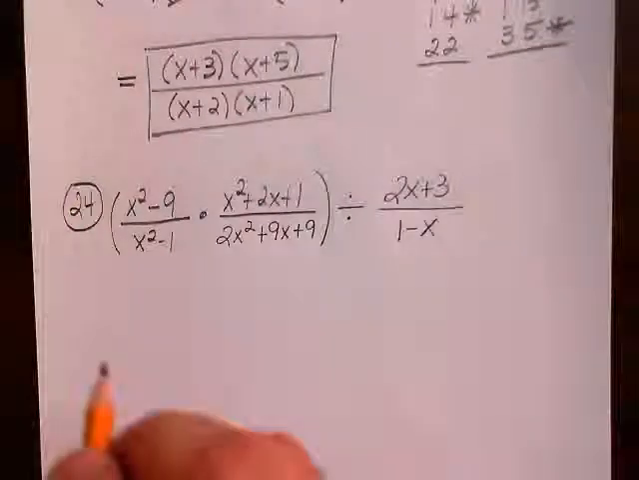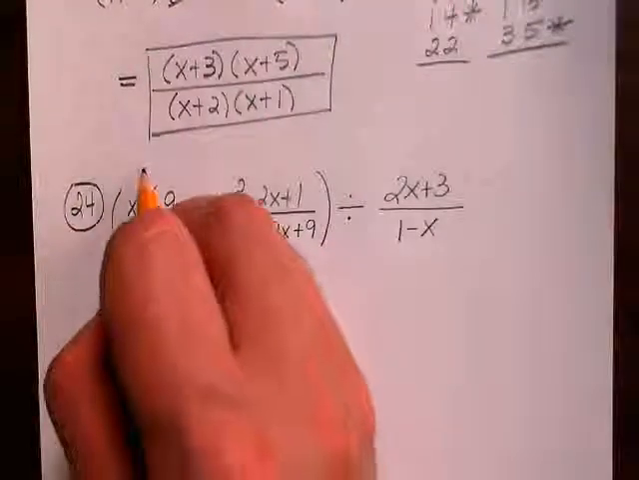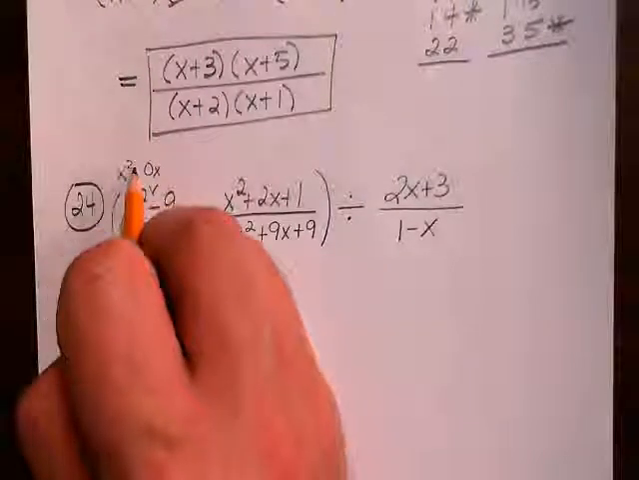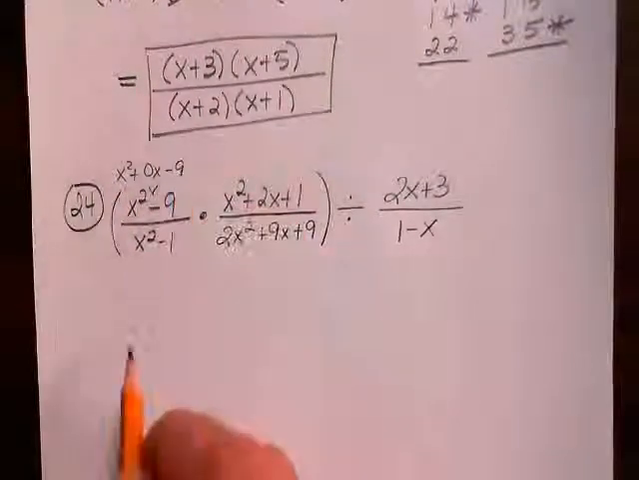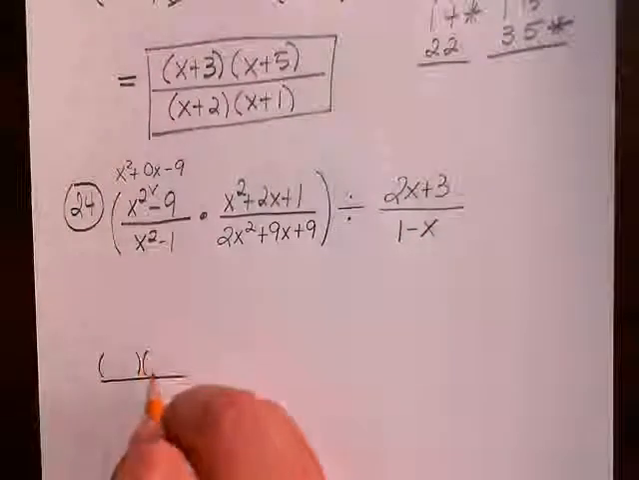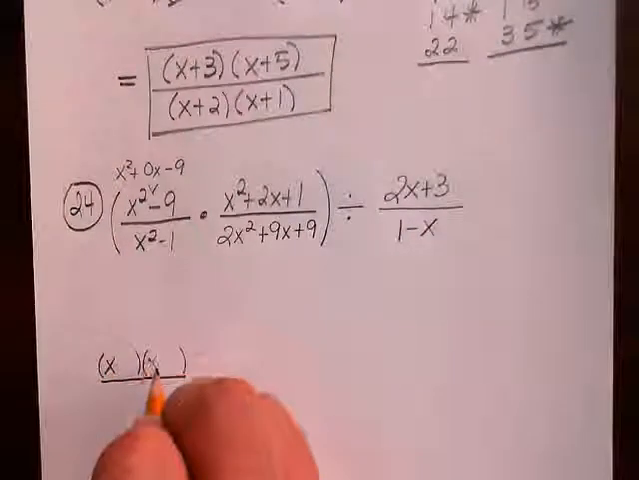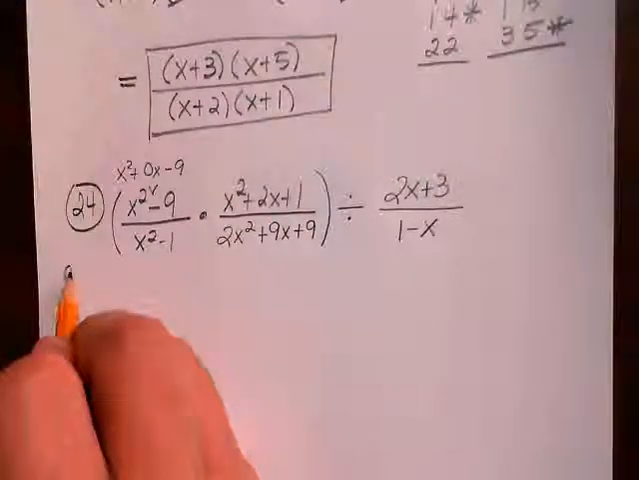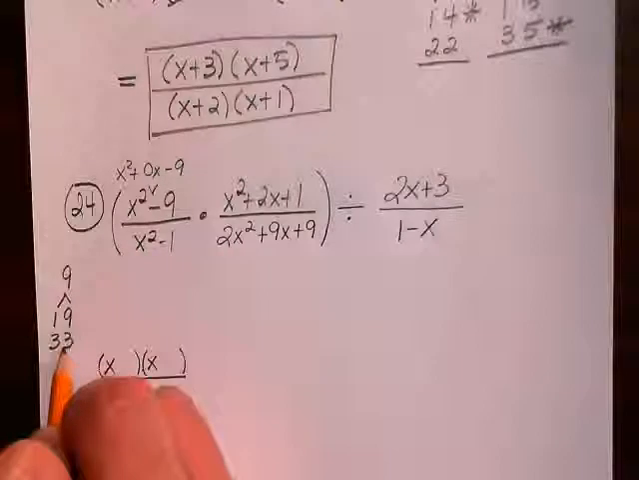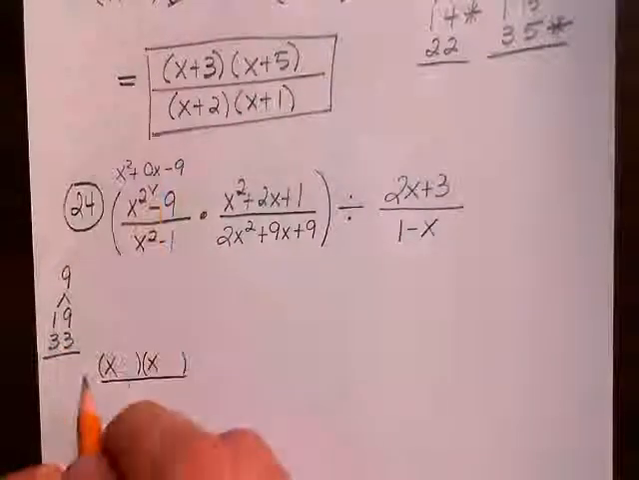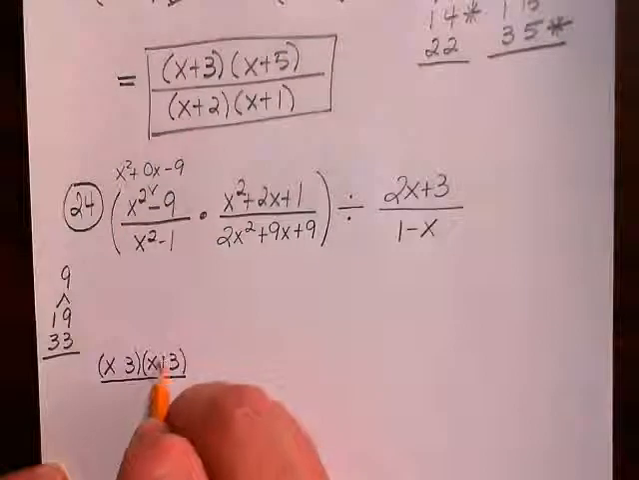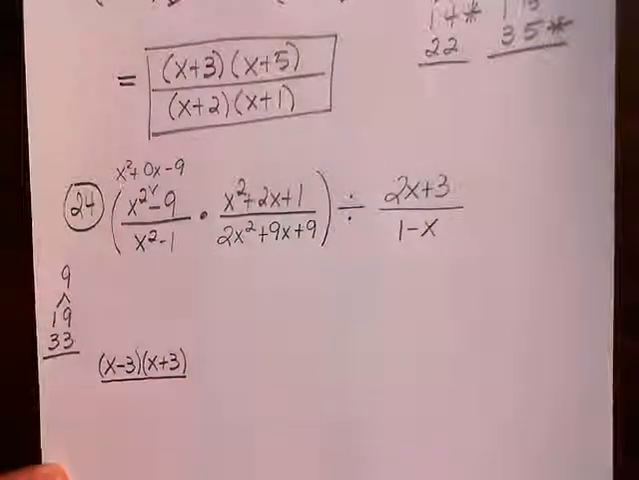Alright, first thing I notice is that I can add a 0x right here. And so that means this would be x squared plus 0x minus 9. So my first term here is going to factor as, okay, what numbers give me 9? 1 and 9, 3 and 3. And I'm looking for something that gives me a 0x, so it would be 3 and 3. 0 is positive, so this would be positive, so that means this will have to be a negative.